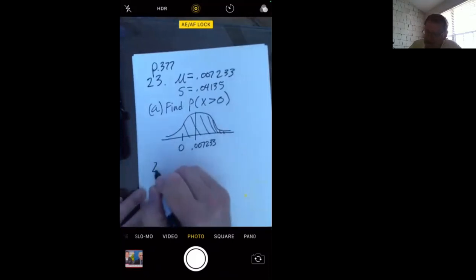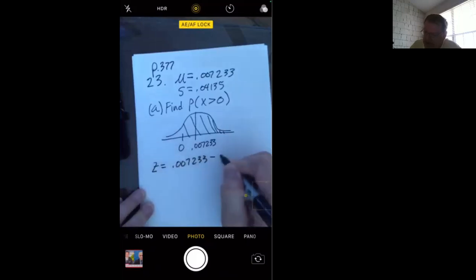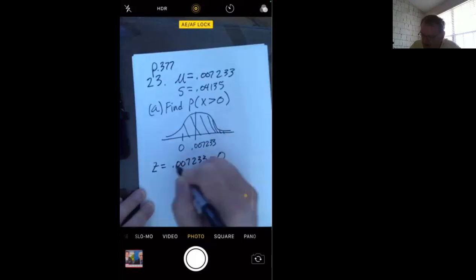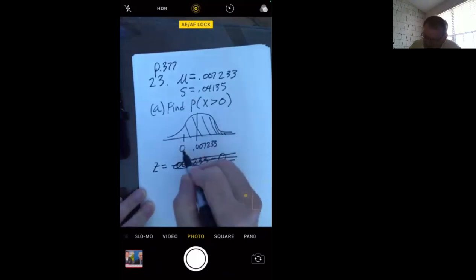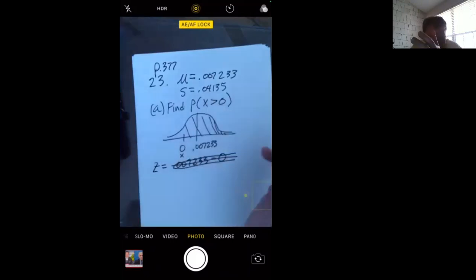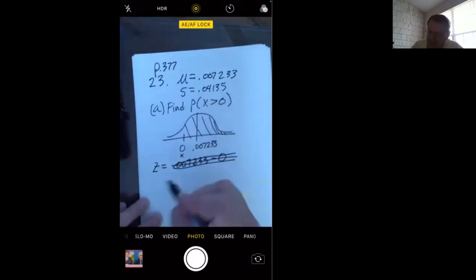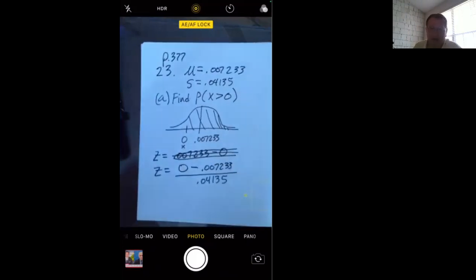All right, well, your Z is going to be 0.007233 subtract 0. I am so sorry. You always go, this is your x, your x minus mean divided by your standard deviation. And notice there's no sampling. Let's try again. I want 0. Yeah, it's got to be a negative Z. 0 minus 0.007233 over 0.04135. Okay, this fits the pattern of the other problems. No sampling has been mentioned.